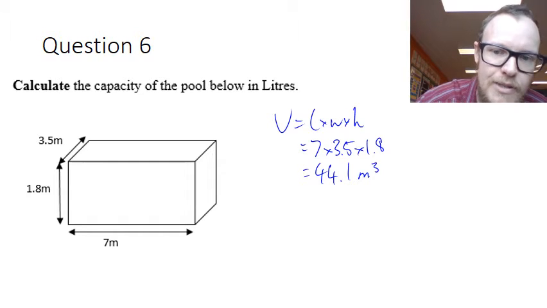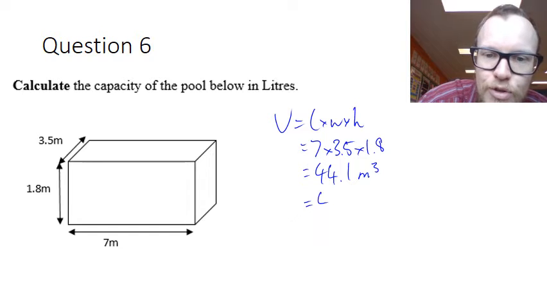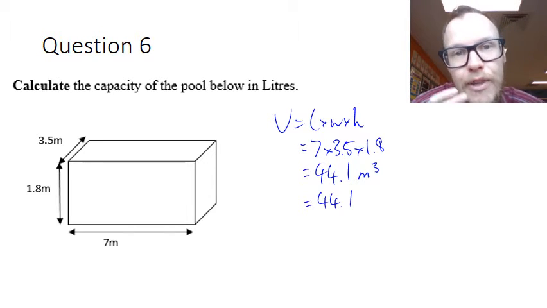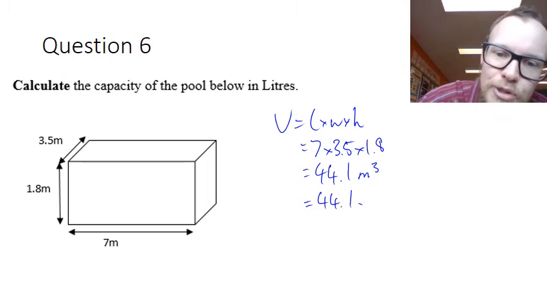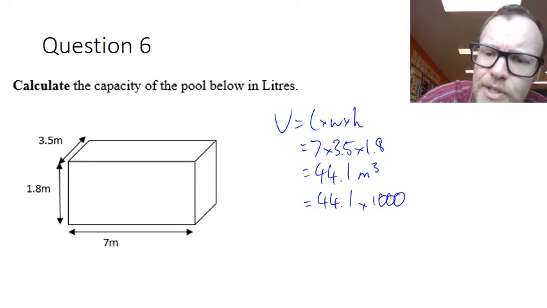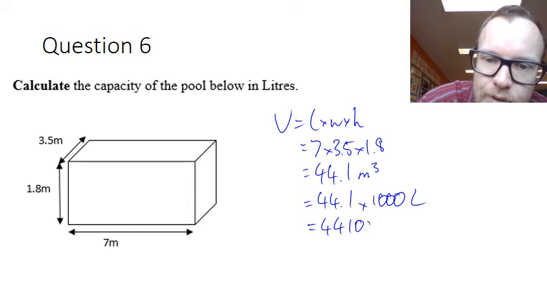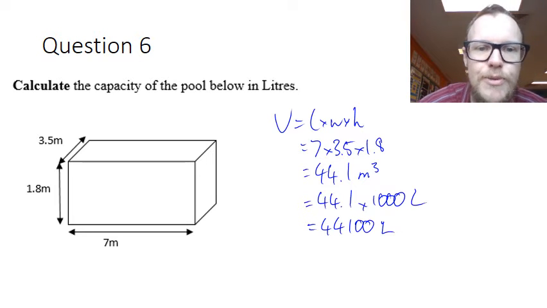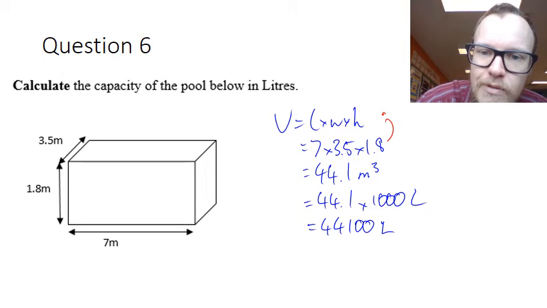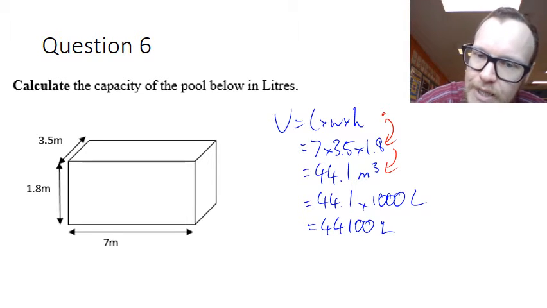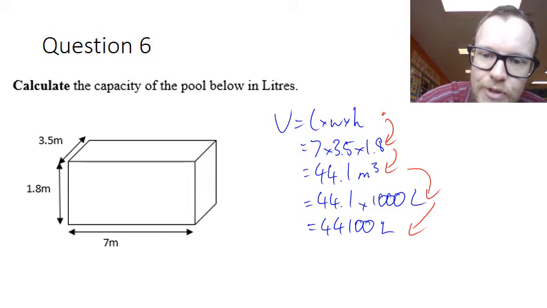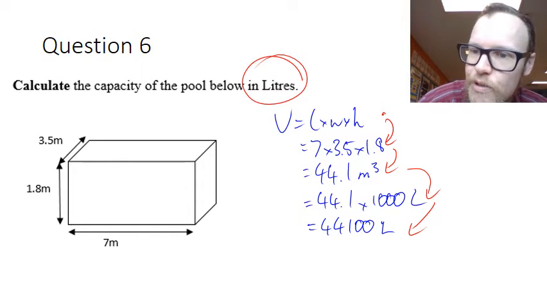44.1 cubic metres. We're asked for it in litres, so we can say that this is equal to 44.1, because there are 1,000 litres in 1 cubic metre, we can multiply by 1,000 and we get 44,100 litres. So just going through our steps here: formula, substitute in, answer, and then we need to convert to the value that we've been asked to, because we've been asked to convert it to litres there.